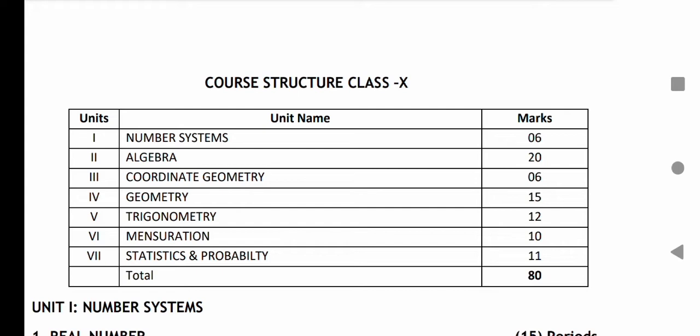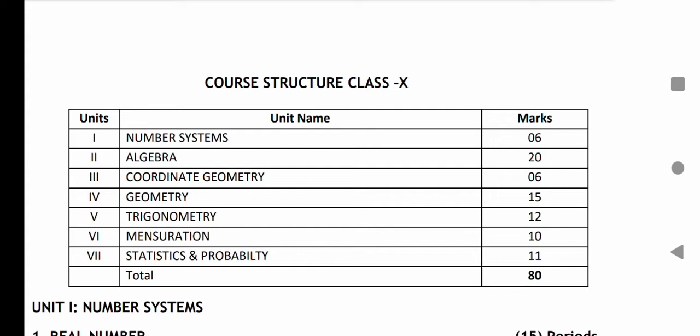The total course is divided into 7 parts, and the units are given here, along with the marks carried by them. So first of all, let's see the unit names. The first, number system, is of 6 marks, algebra is of 20 marks, coordinate geometry of 6 marks, geometry is of 15 marks, trigonometry of 12 marks, mensuration 10 marks, and statistics and probability of 11 marks.